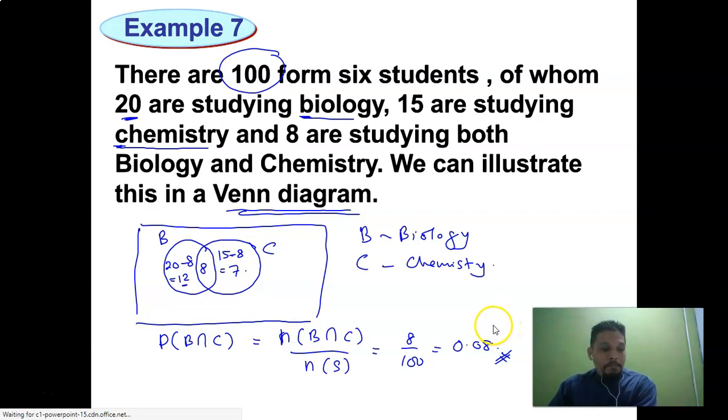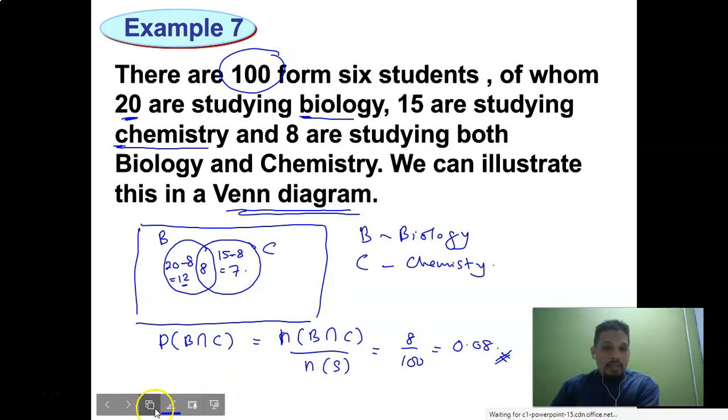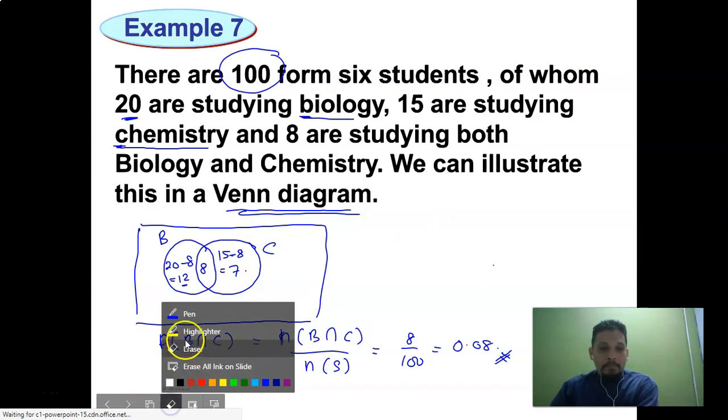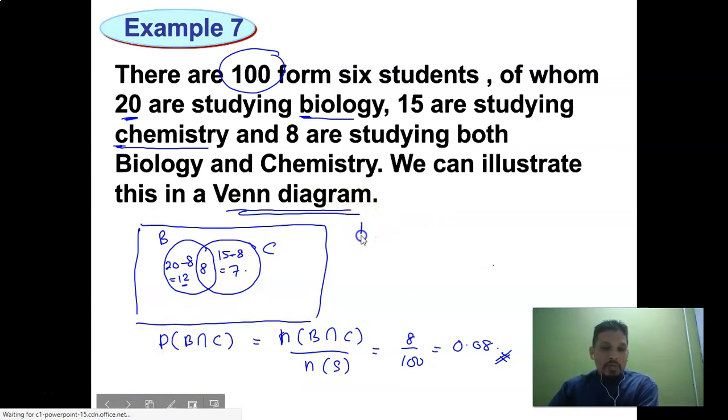And then, if the question wants you to find the students studying either biology or chemistry or both, okay, let's say if I clear this first. Okay, if the question wants us to find the probability of students taking biology or chemistry or both.